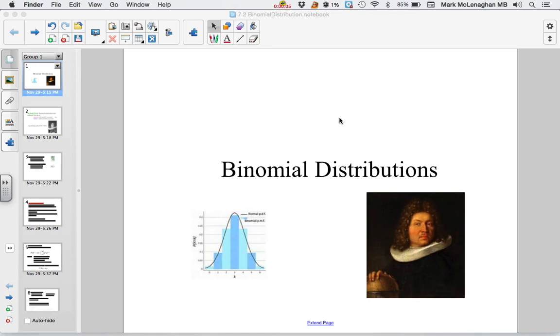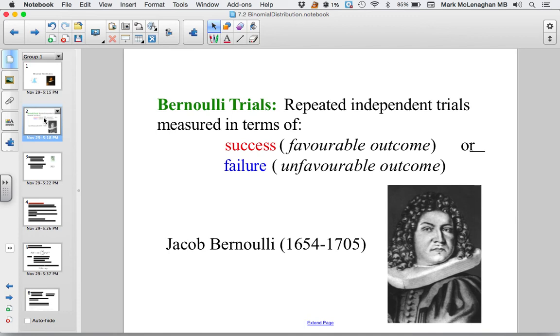Right, so welcome to 7.2, the binomial distribution. Here we have a couple of images. The first is Jacob Bernoulli, the discoverer or person that kind of came up with this type of distribution. And the other is a picture of an actual binomial distribution. Hopefully it looks familiar, and we'll come back and review that image later as well.